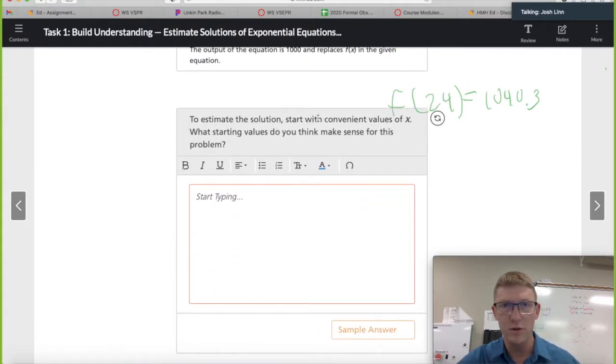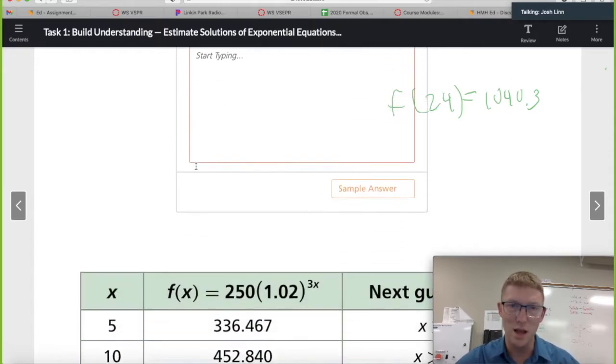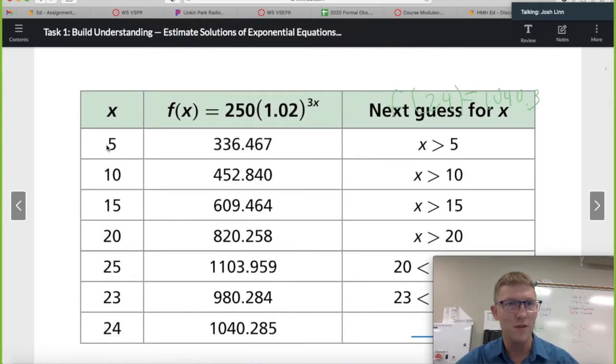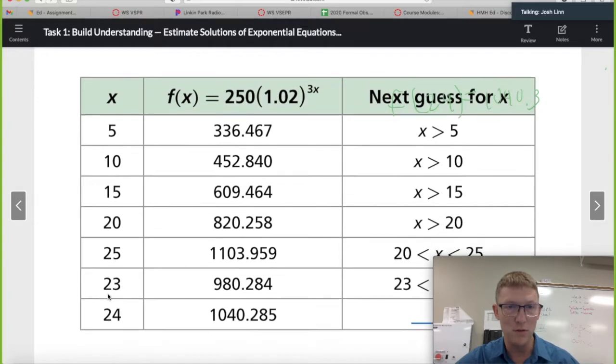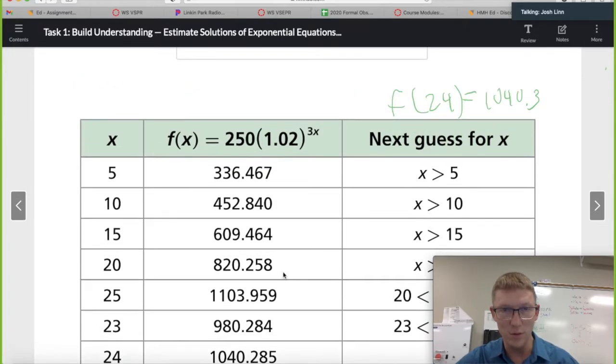To estimate solution, start with convenient values of x. And what that's saying is, again, they've got a chart here, and they started with 5s, and they just went up by 5 increments so that they got to around 1000. So when they got here, they have 25 is above 1000, 20 is below 1000. So then they picked 23 and 24 until they got close. So basically, this is glorified guess and check, but be smart when you're guessing. So you don't have to go through every single one, especially if you're typing it in.